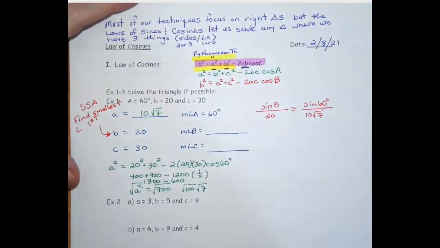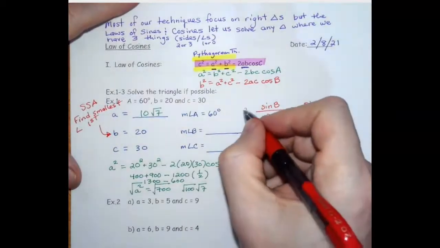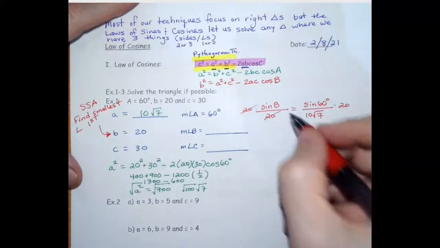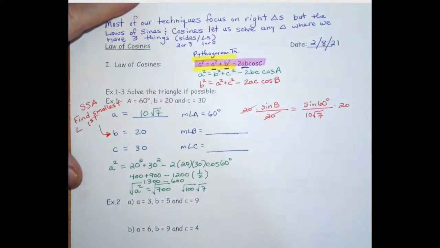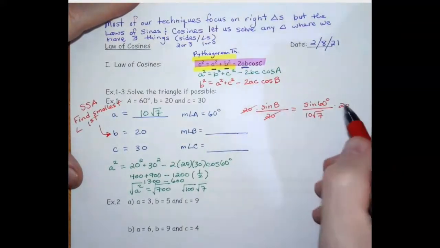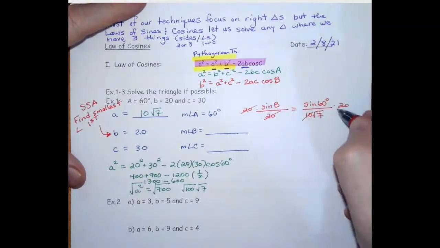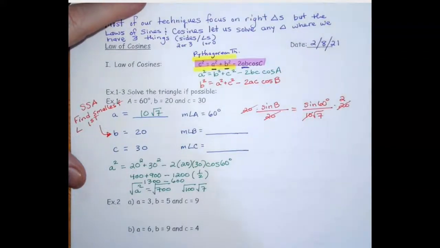Alright? So we're going to multiply both sides by 20 here. And that'll tell us that the sine of B equals this. And we can reduce this a little bit. 10 goes into 20 twice.